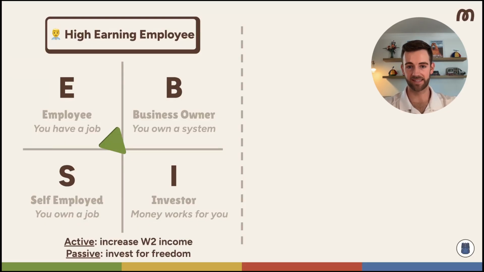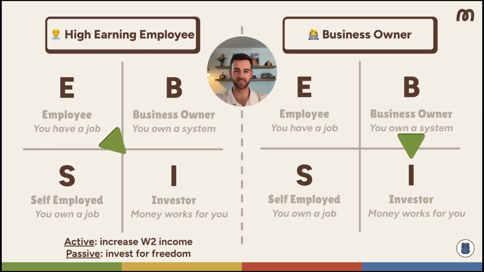Your plan is pretty simple. On the active side, you want to increase your W-2 income, and then on the passive side, invest for your freedom. I like to invest in cash flow for that exact reason. And then the plan for a business owner is still to make as much as you can through your business, but then plow as much as possible into your investments. When you're a business owner, one of the best investments you can make is into your own business and installing systems and processes to buy back your time.